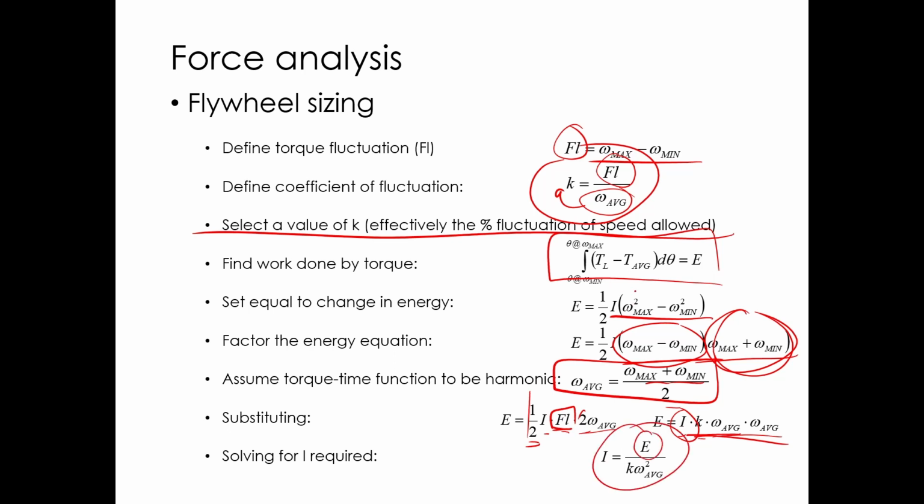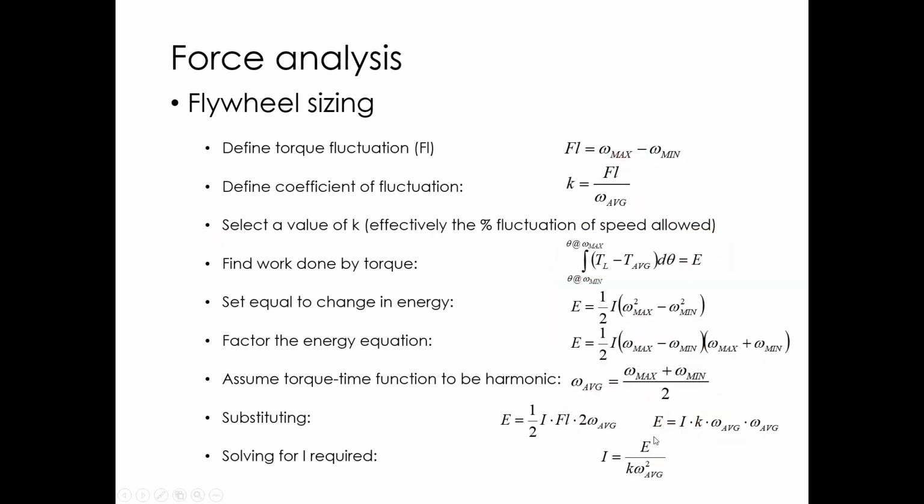We need the energy, so we need to solve this integral here, which is what I'll talk about in a second. We need our desired coefficient of fluctuation and our average angular velocity for a cycle. And again, it's a lot of derivation to get here, but the end result's not bad. This is my equation for flywheel sizing, and I need a way of evaluating this integral. That is the integral of the torque required to drive the thing minus the average torque, from the angle at the minimum angular velocity to the angle at the maximum angular velocity. So I need to figure out what those boundary conditions look like.